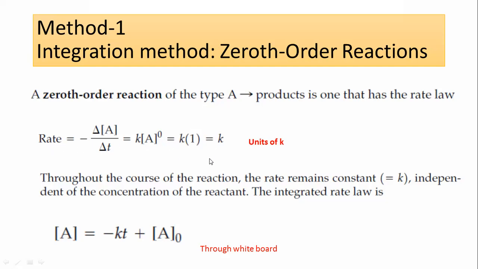So for the zero order reaction, only for the zero order reaction, the unit of the rate constant is the same as the unit for the rate of the reaction. And you know what is the unit for the rate of the reaction? It is a change in concentration per unit time, or molar per second. So the rate and the rate constant have the same unit for the zero order reaction. And this is all about our lecture today, how to determine the order by using the integration method.